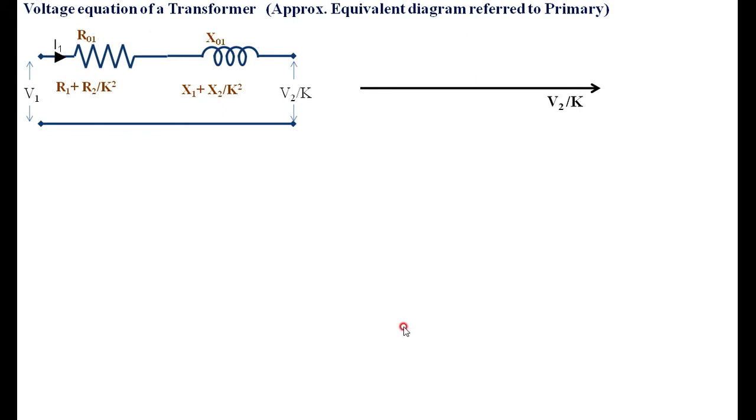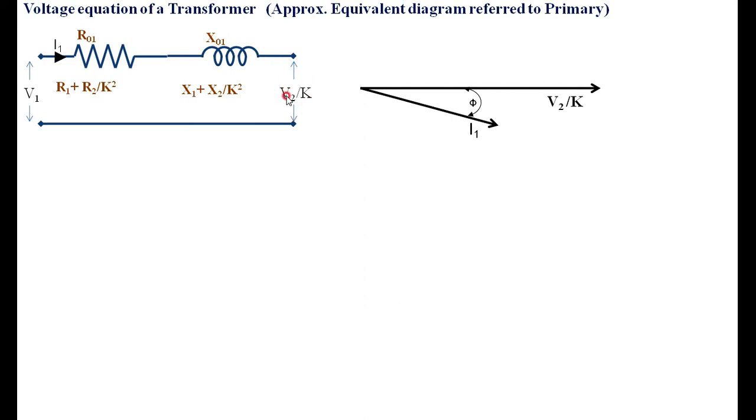What is the starting point? We know the condition at the load end, and from the load end you have to go towards the supply end. What is the voltage here? V2 by K, which you take as a reference. What is the current here? The current in the circuit, referred to the primary side, is I1. Therefore take V2 by K as a reference. For example, I am now taking a lagging power factor. The current I1 lags V2 by K by an angle of phi, because I am taking a lagging load phi.